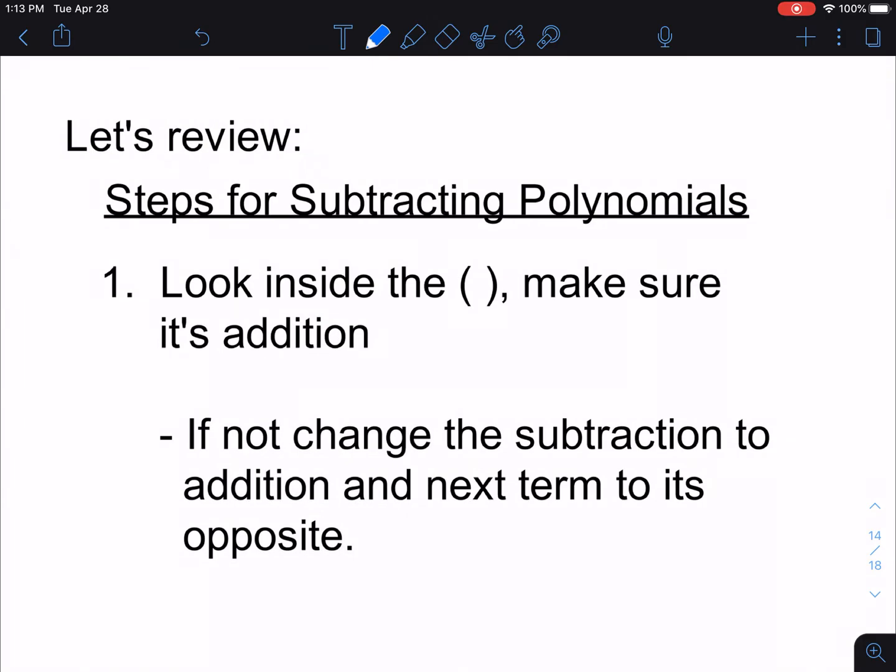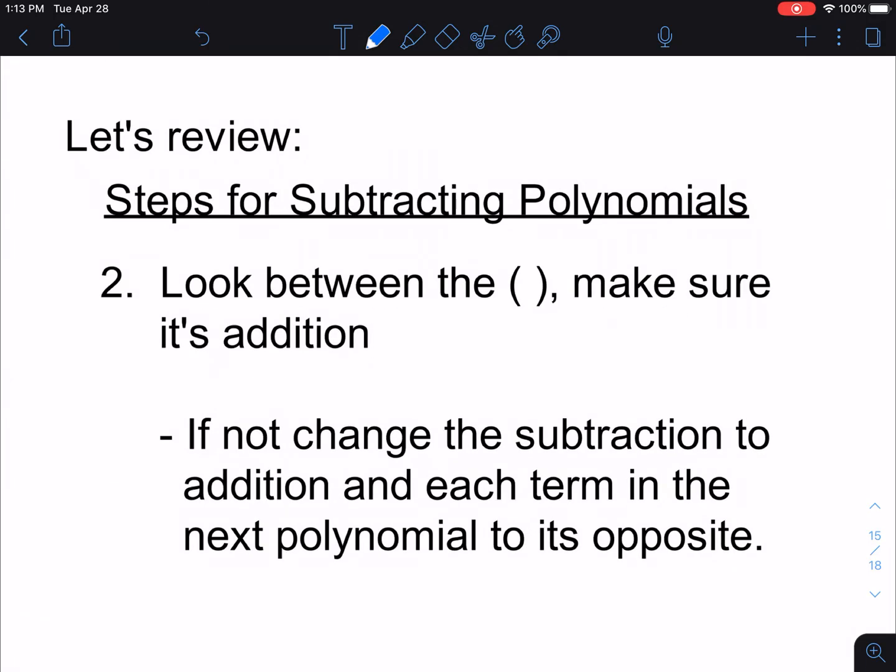Okay, so let's review. For addition, we never had to worry about that minus in the middle, but with subtraction we do. So our first step is still the same. Look inside the parentheses and make sure everything is addition. If not, change the subtraction to addition, next term to its opposite. That step doesn't change.